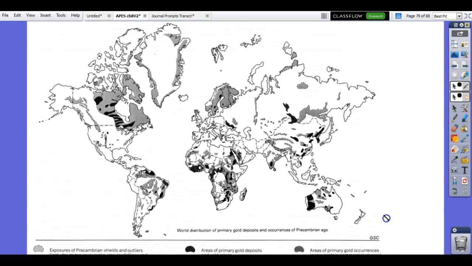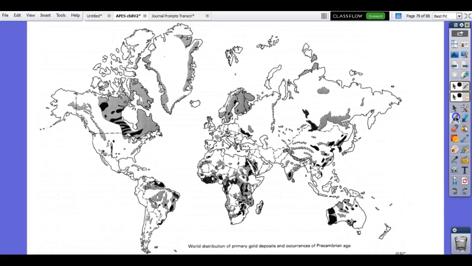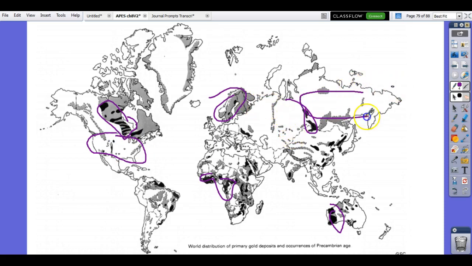All right, so dark has the most. So you see up in Canada here, we've got some in Africa, some in Australia. Light means there's some, but not as much. So the U.S. doesn't have a whole ton, right? Or, let's say you're up here in northern Russia, you don't have any, so you've got to get it from somebody, okay?